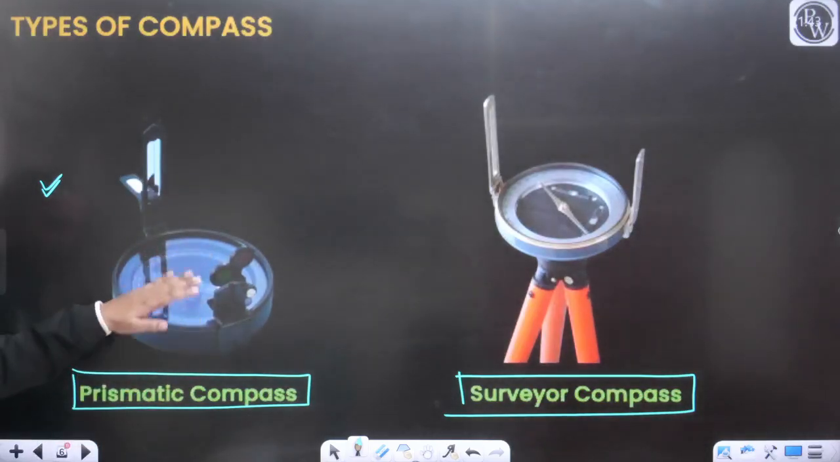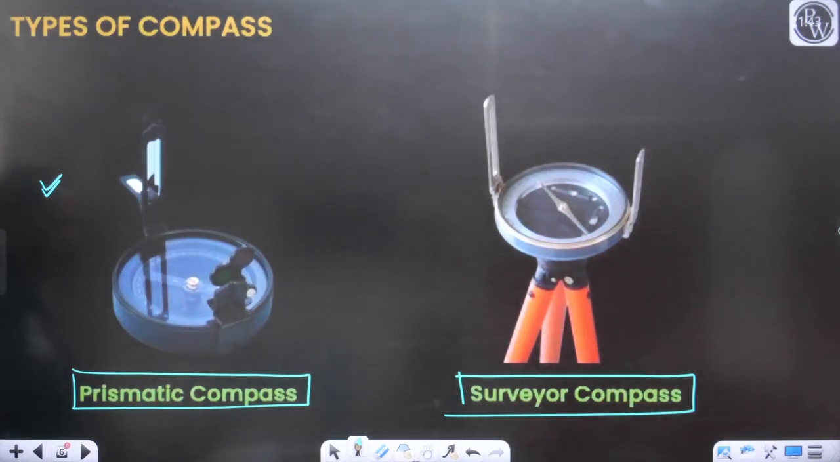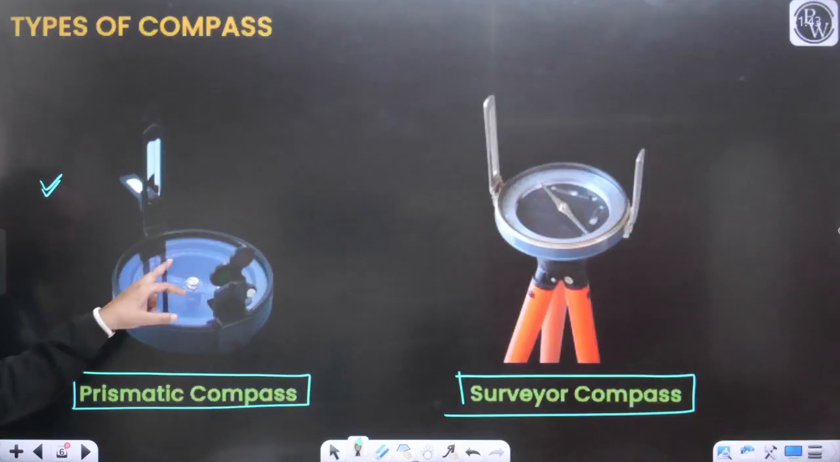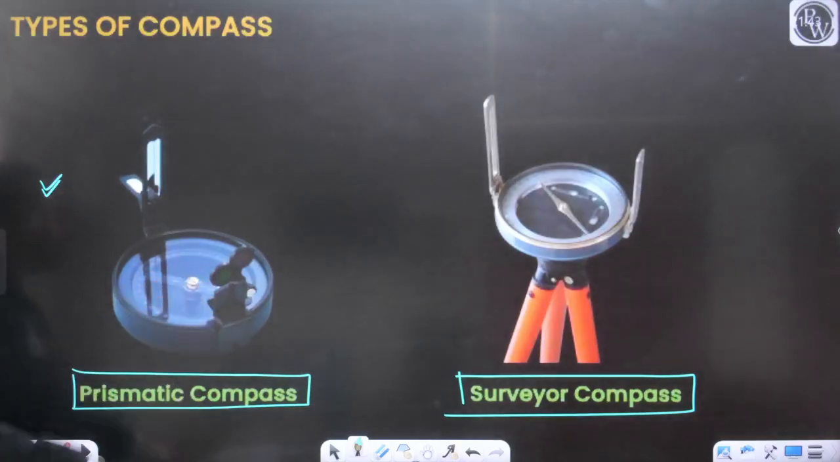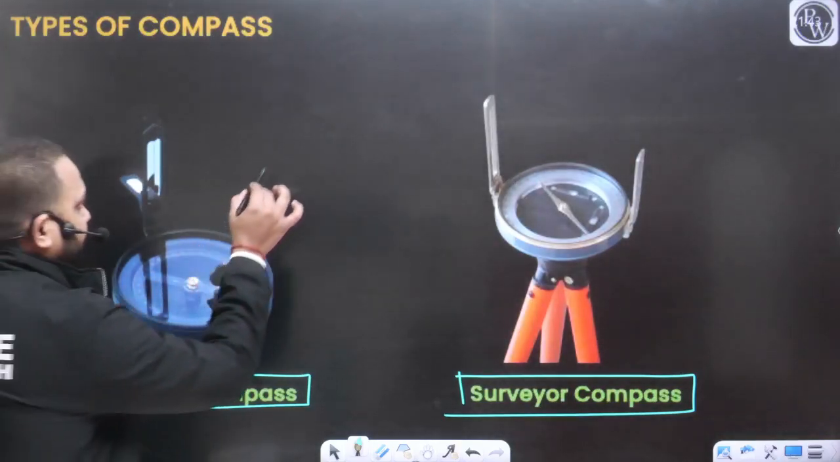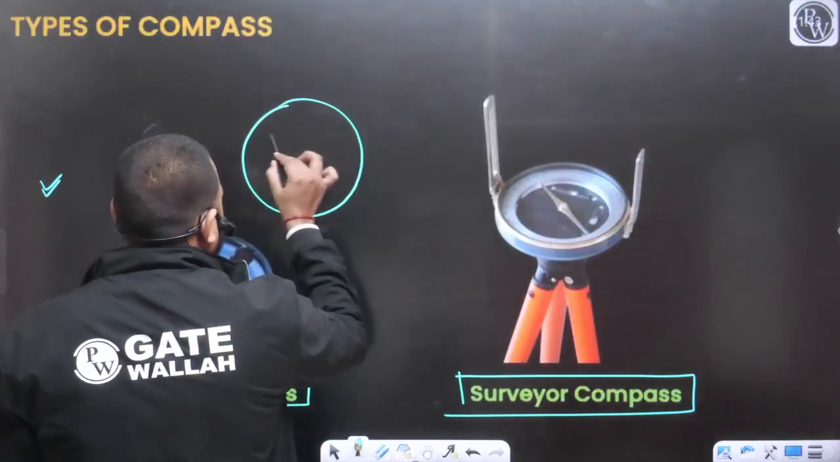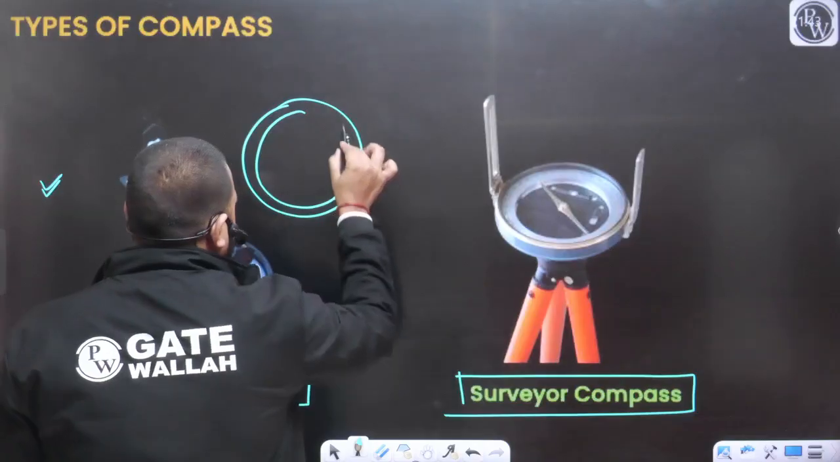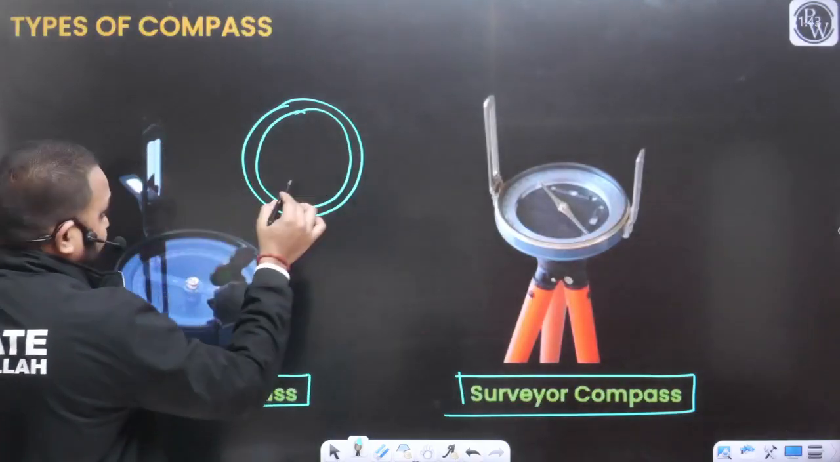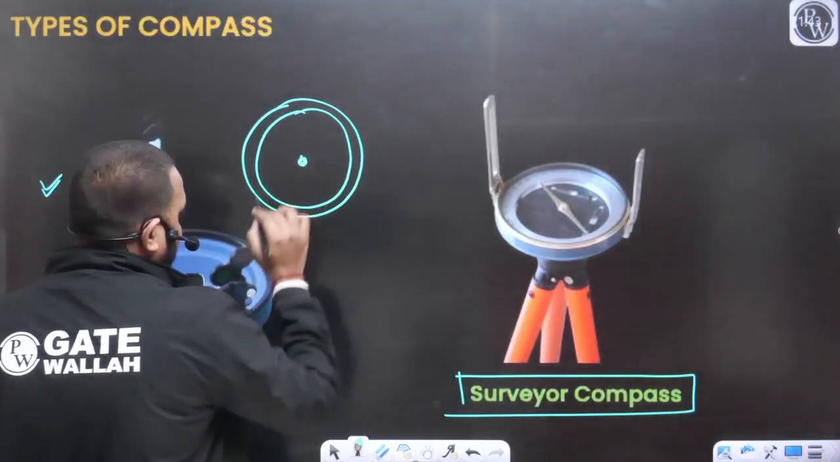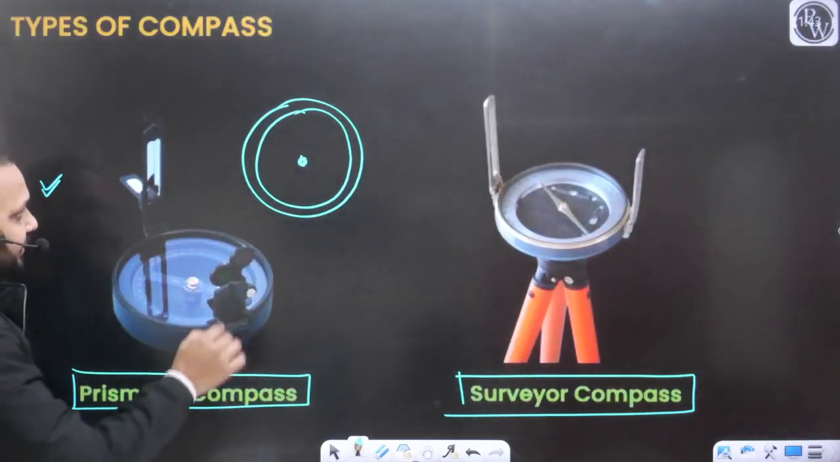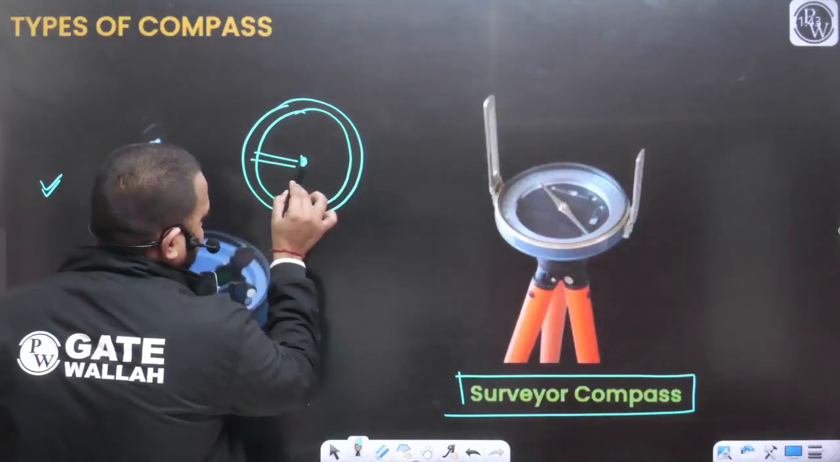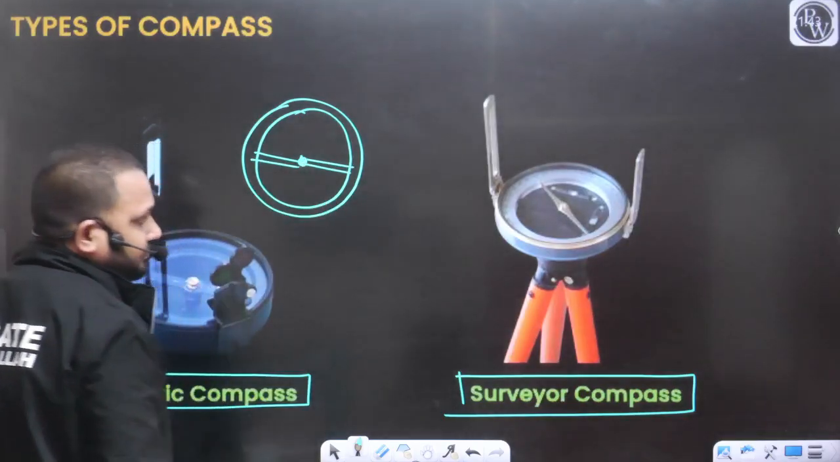In the upper part there will be a glass plate, and on the inner side of this box you can see there is a graduated ring. There will be a ring something like this, a graduated ring, and this ring will be held over a pivot point something like this.